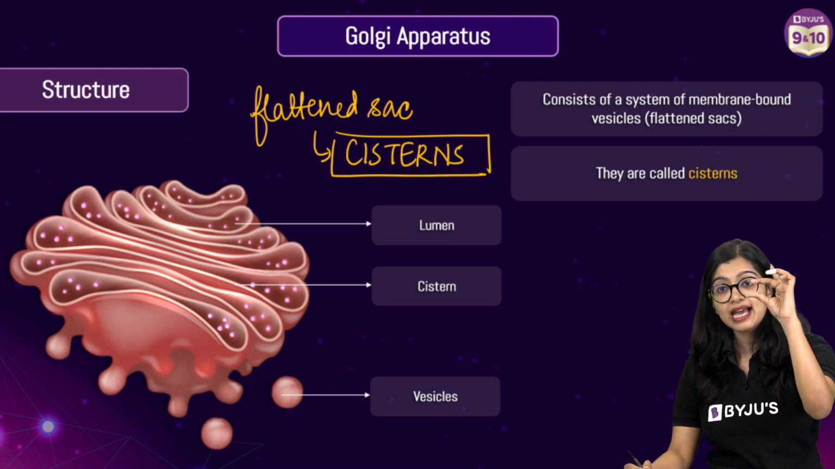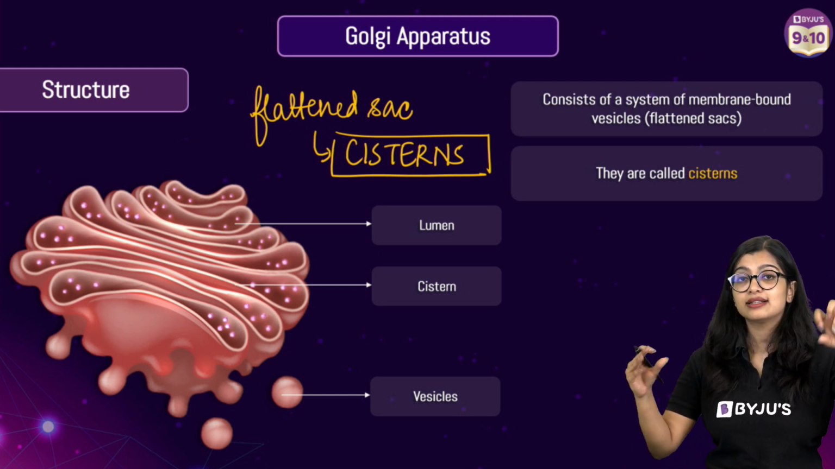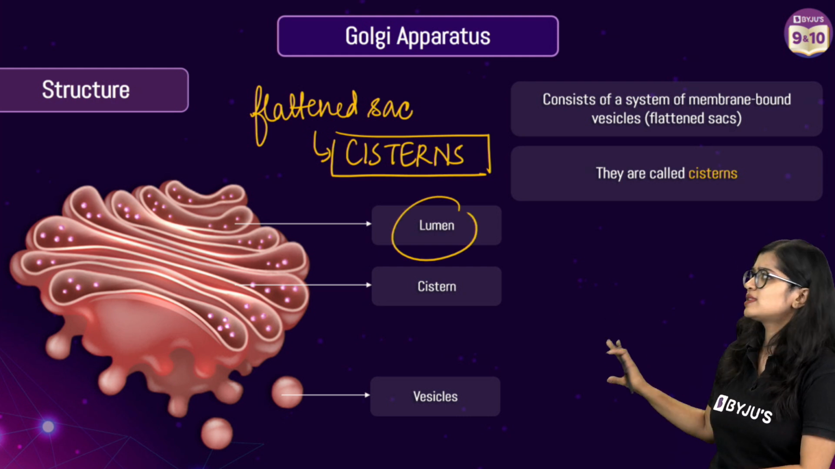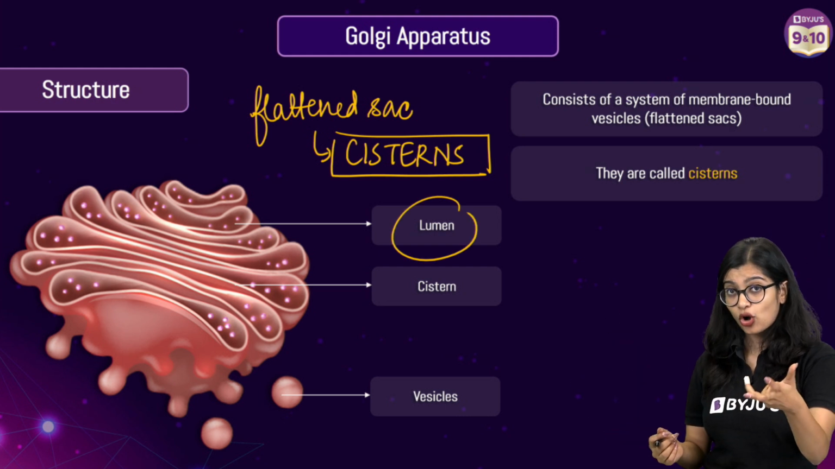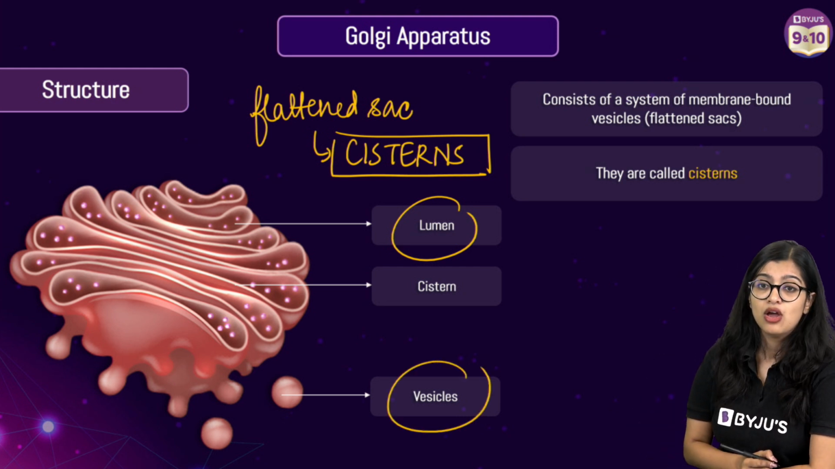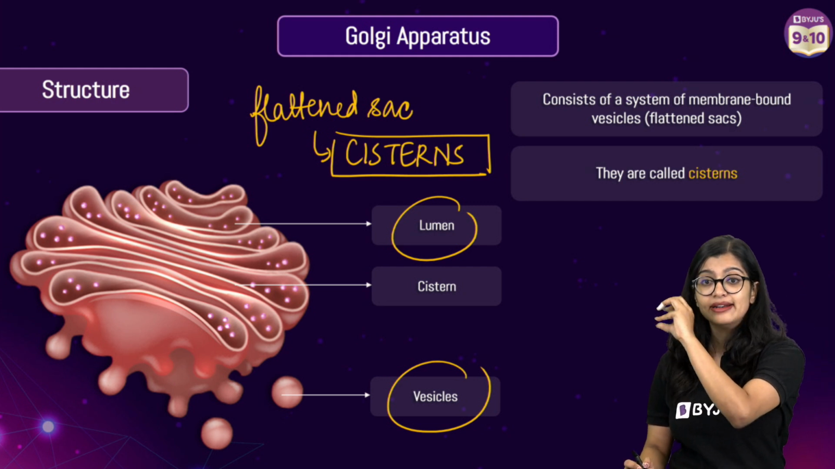And we see that inside these sacs we find a certain space, which we call the lumen. And we also see that the Golgi bodies, or the Golgi apparatus, is also able to make vesicles as well, or transporting channels, right?